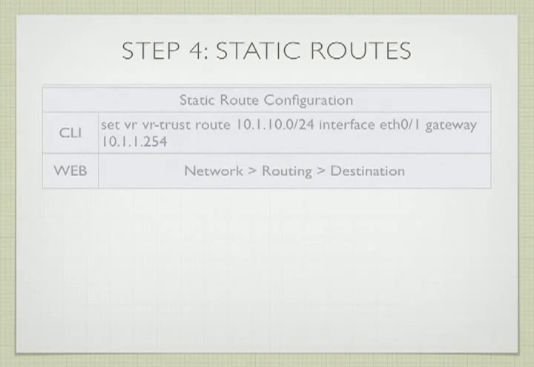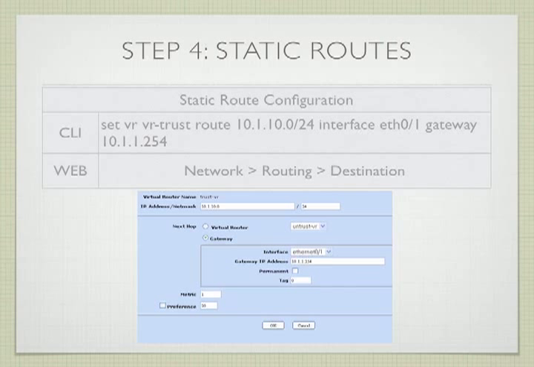In the web interface, this is available under Network Routing, Destination Routing. So these are routing based on destination. You fill in the network in the top part. You select gateway, interface, and the gateway IP address.